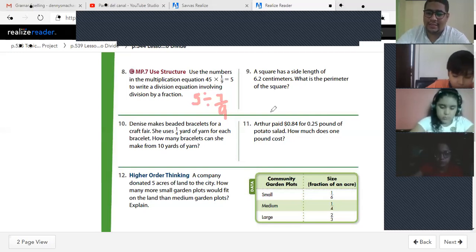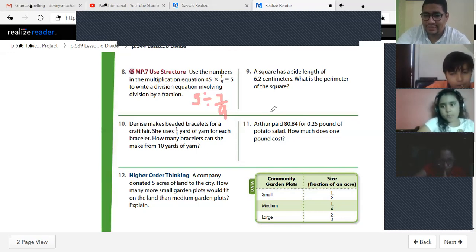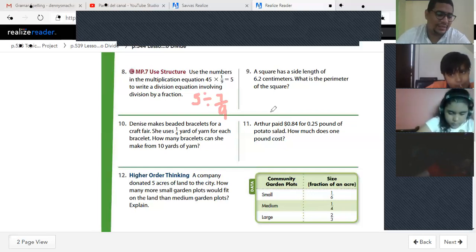Number 9. A square has a side length of 6 and 2 centimeters. Which is the perimeter of the square? Which is it, guys? Did you solve this one? Did you do it? Number 9. Did you do number 9, guys? Or not? ¿Lo hicieron o no, guys?